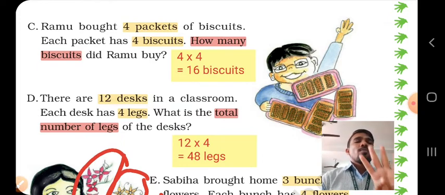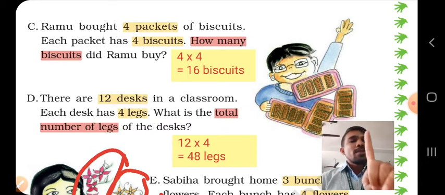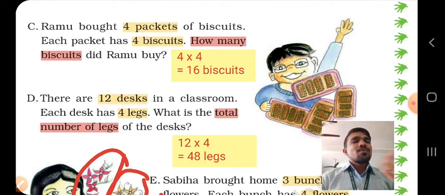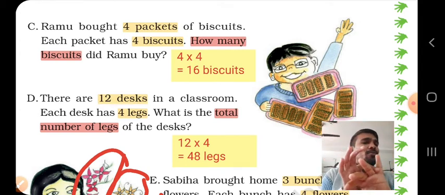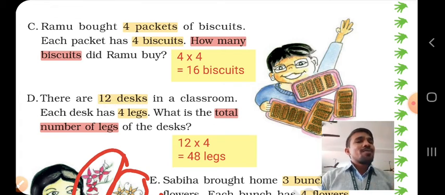So Ramu has bought 4 packets, and in each packet there are 4 biscuits. So 4 multiplied by 4, 4 times 4, 1 time 4, second time 4, third time 4, and fourth time 4. So 4 times 4, that is 4 multiplied by 4, 4 fours are 16. So total 16 biscuits Ramu has bought.